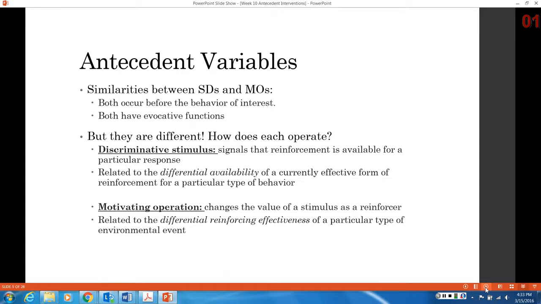Motivating operations are another type of antecedent stimulus. A motivating operation occurs before the behavior of interest and has evocative functions just like an SD. But how are the two different? Well, as was stated previously, an SD signals that reinforcement is available for a particular response. A motivating operation, on the other hand, momentarily changes the value of a stimulus as a reinforcer. It either leads to a stimulus becoming more or less reinforcing.